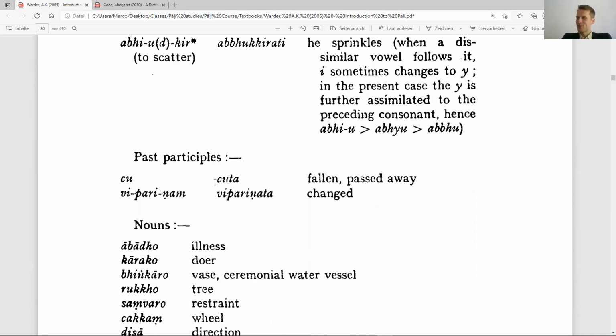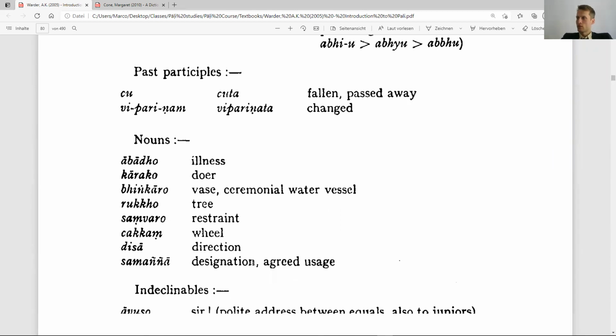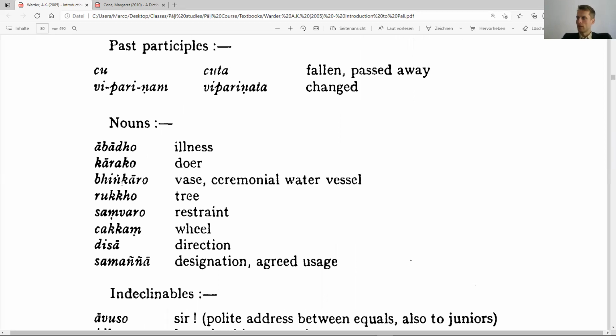Past participle, chutta, fallen, passed away, viparinata, changed. Masculine nouns are badho, illness, karako, doer, binkaro, vase, ceremonial water vessel, rukko, tree, sambaro, restraint, neuter noun chakam, wheel, feminine noun disa, direction, and samanya, designation or agreed usage.